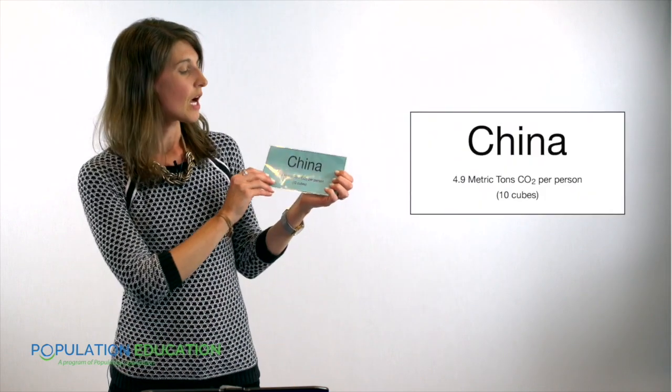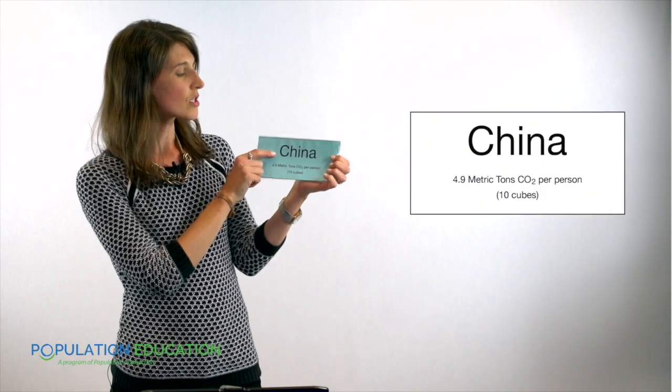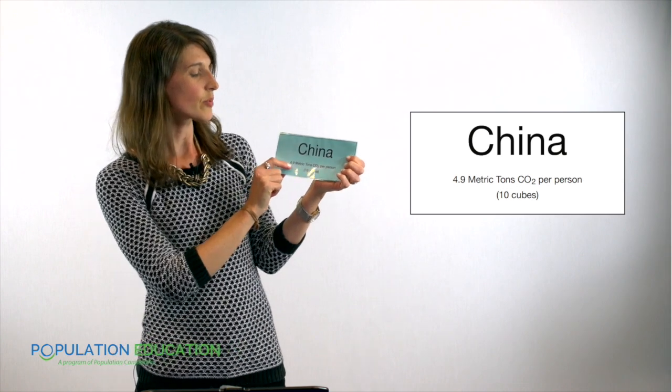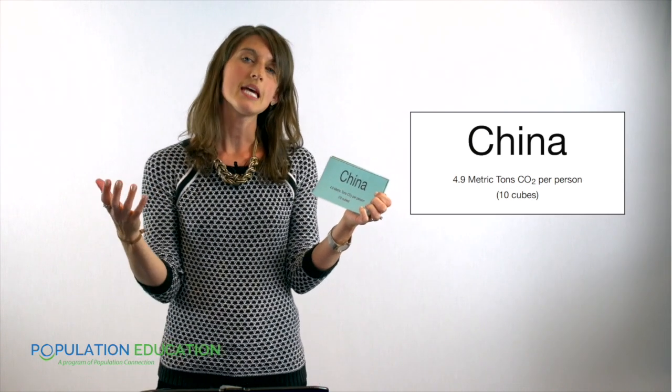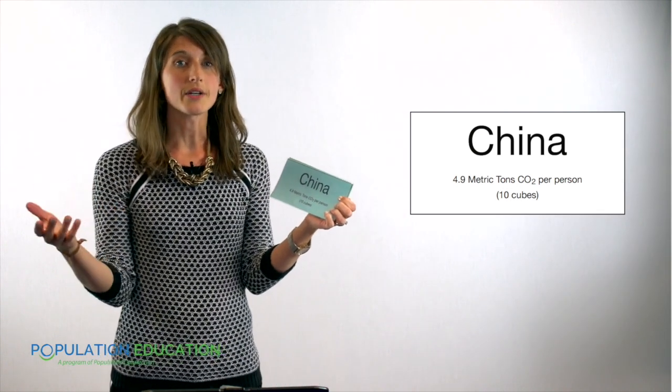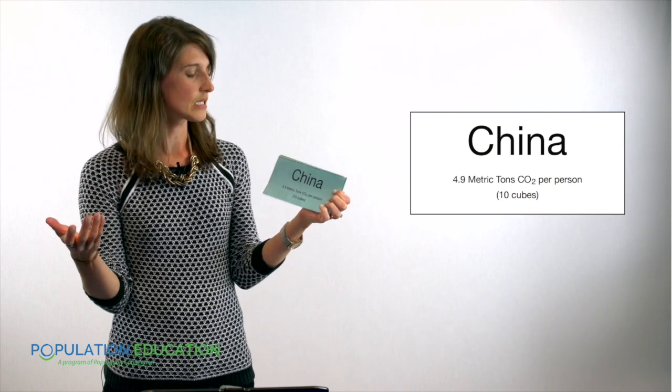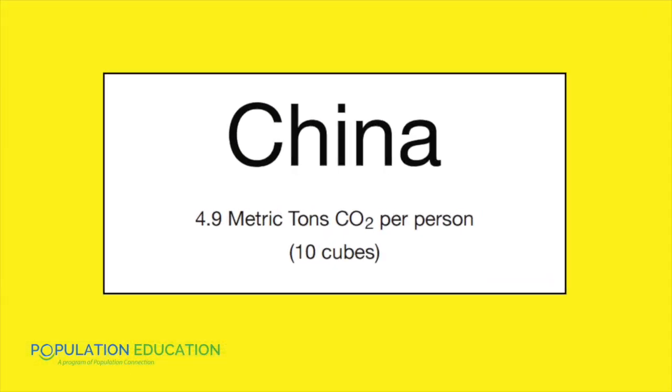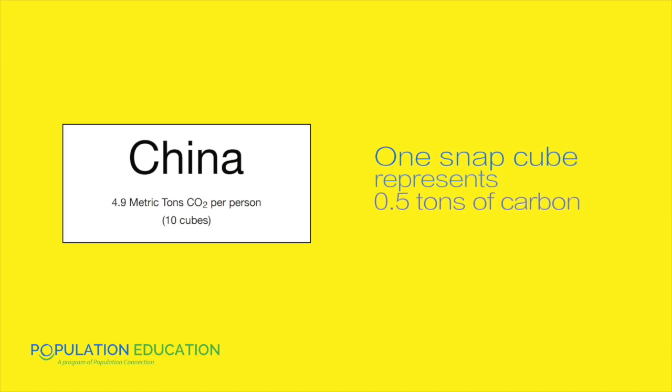So this is where these country cards come in. You can see on the front of each card, students will find the country name as well as information about how much carbon is emitted in that country in a year on a per capita basis. So we see in China, for instance, we've got 4.9 metric tons of CO2 per person in a year, and we've said that 1 snap cube represents half a ton of carbon.